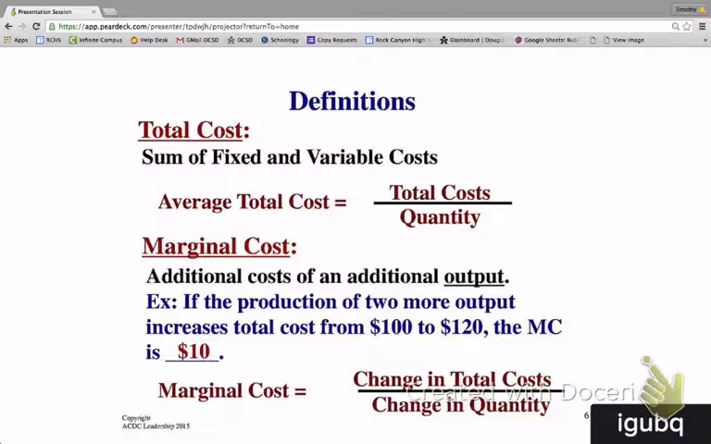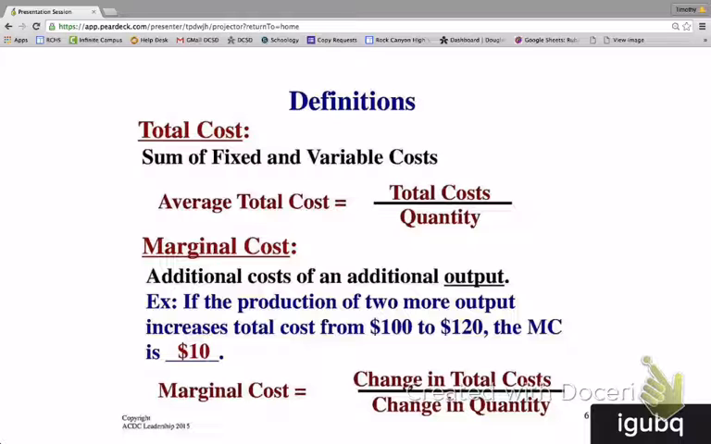Remember, marginal analysis is very important in economics. It helps us understand all kinds of concepts and how decisions are made. So once again, here we talk about marginal analysis by looking at marginal cost. And the marginal cost, remember, marginal always means additional. So the marginal cost of producing something is the additional cost of an additional output. So if we produce one more unit of a good or service, how much more does it cost us to produce that than what it cost us to produce before?